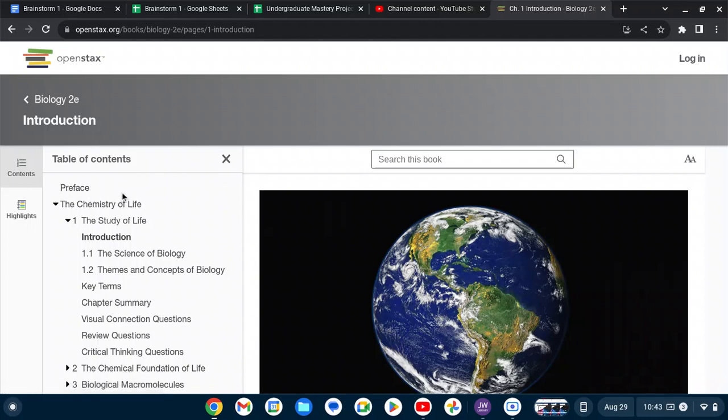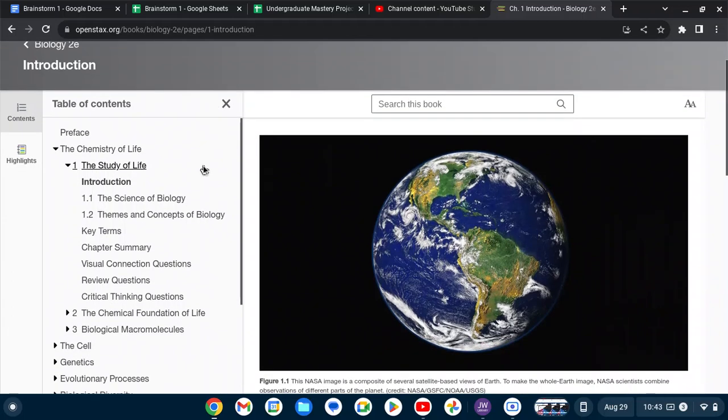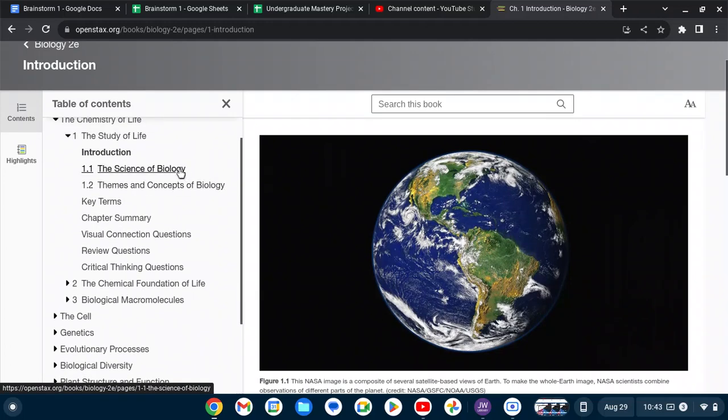So table of contents. Already read through that. So the first section is the chemistry of life. Chapter 1, the study of life. Introduction. And then there's 1.1, the science of biology. 1.2, themes and concepts of biology. That's what I plan on reading today.